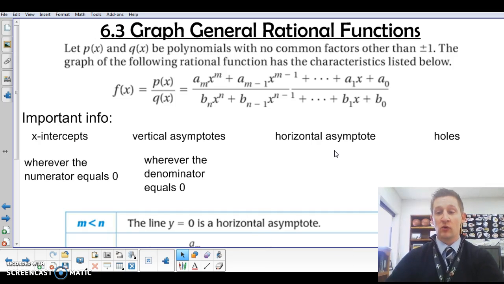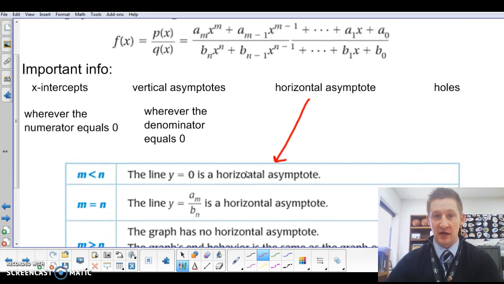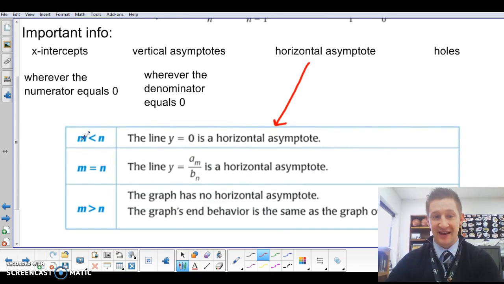Now, when it comes to the horizontal asymptotes, there are some different things that might happen. The horizontal asymptotes really depend on what is going on with the degree of the numerator versus the degree of the denominator. In the table in your notes, you'll notice that it says m less than n, m equals n, or m greater than n. M is the degree of the numerator, or the top. N is the degree, meaning the biggest exponent, of the bottom, or the denominator.